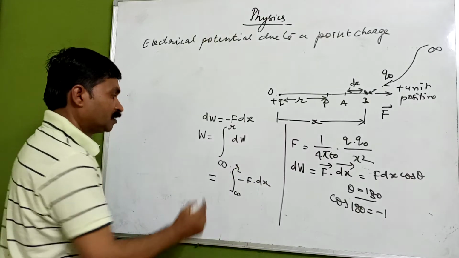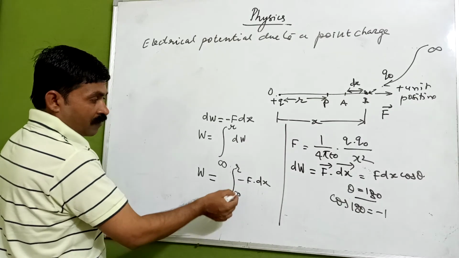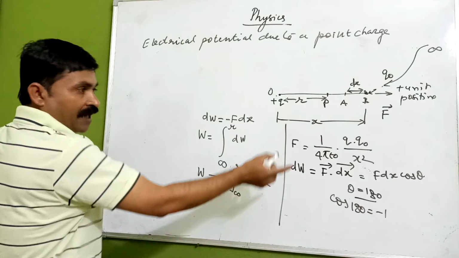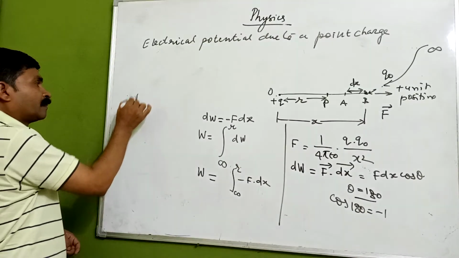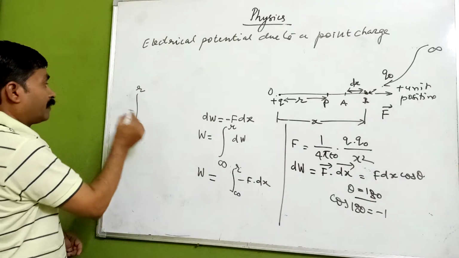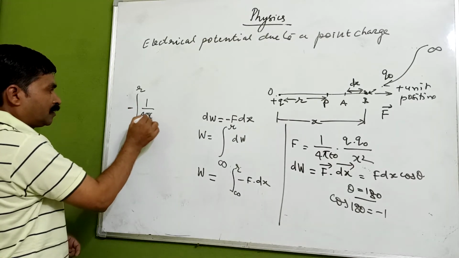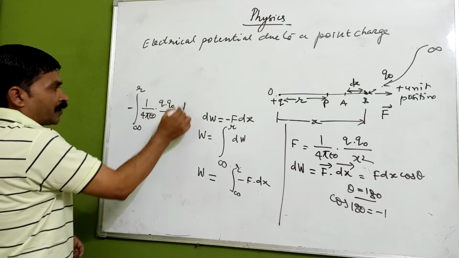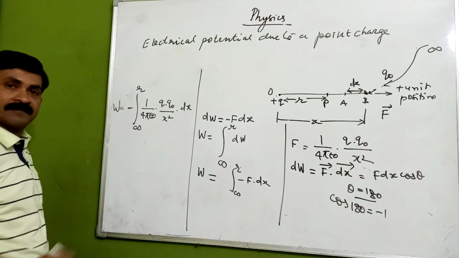Okay. So the total work done that we have got is the integral from minus infinity to r of minus F dx. Now we can substitute the value of F, that is, from infinity to r, F, that is 1 upon 4 pi epsilon naught, q into q naught upon x square, into dx, which is equal to the total work done.